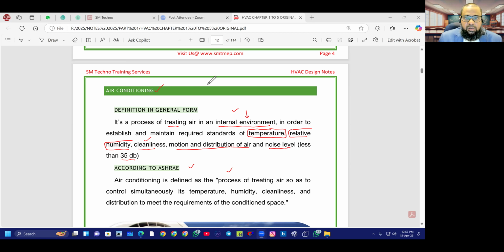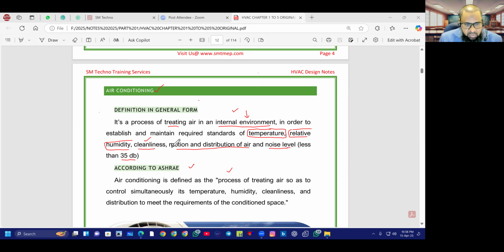I'm trying to figure out the difference between air conditioning and ventilation. Can you help me in layman language? Ventilation is a subset of air conditioning.